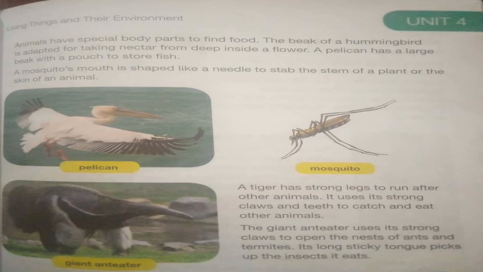So the food is interlinked with the physical features and the physical structure of the animals as well as insects, the living organisms. Like the tiger has strong legs to run after other animals. It uses its strong claws and teeth to catch and eat the flesh of other animals. The tiger is given the kind of teeth which make it convenient for the tiger to tear up the flesh of another animal. So this is also called adaptation.